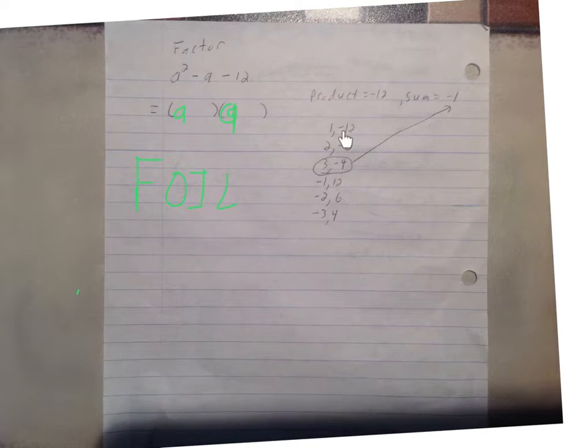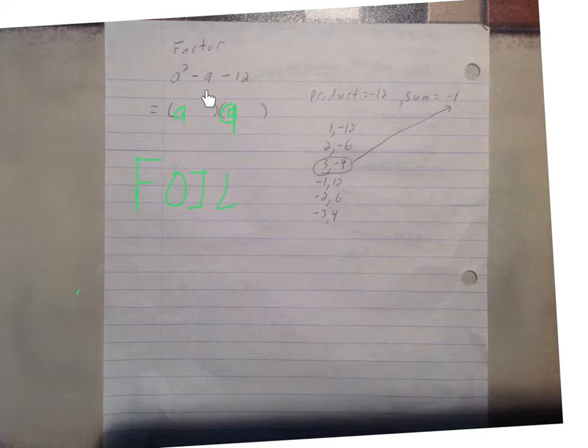And so down here I've listed the factors of negative 12. 1 times negative 12 would be negative 12. 2 times negative 6 would be negative 12. 3 times negative 4 would be negative 12. And I just changed the signs on the next 3.